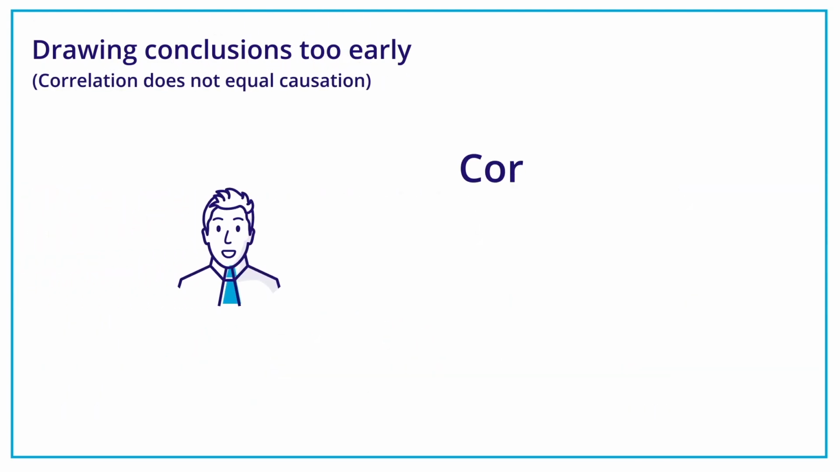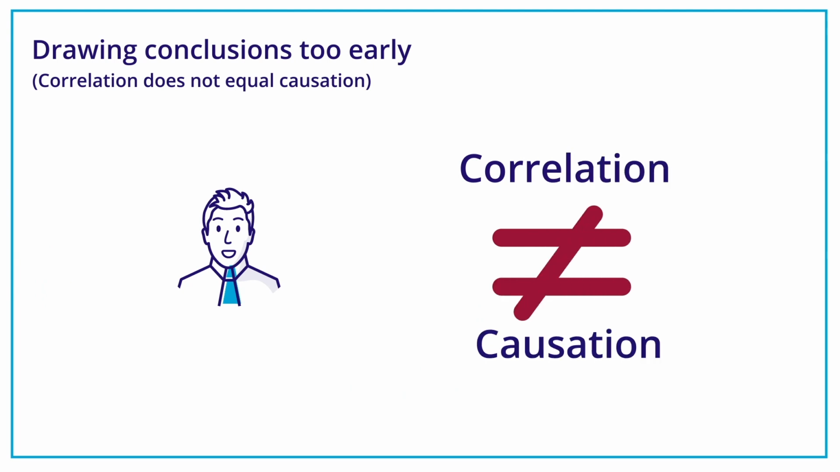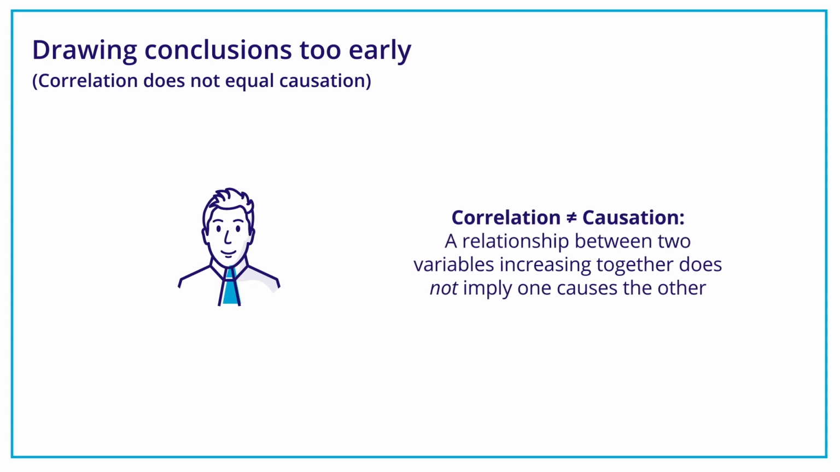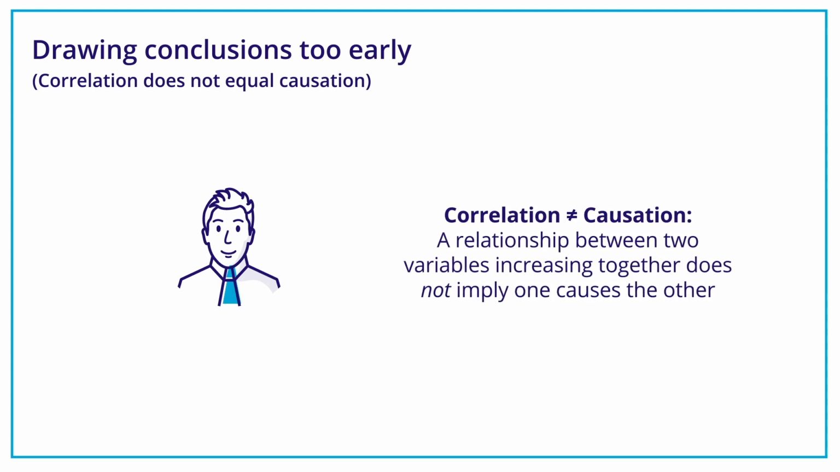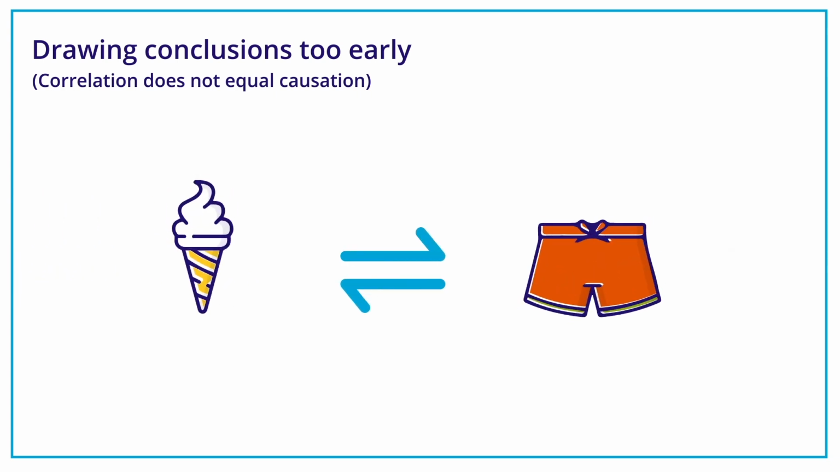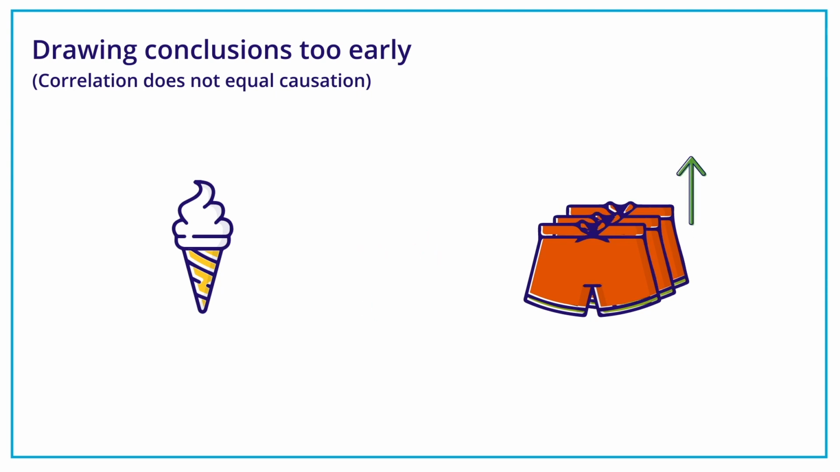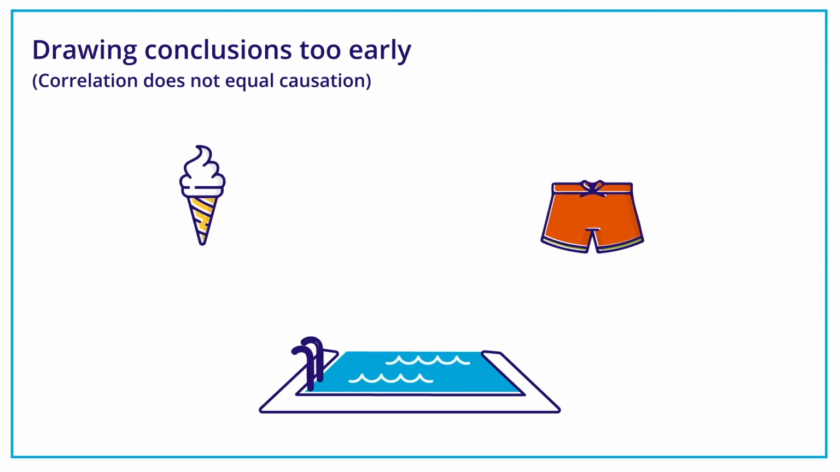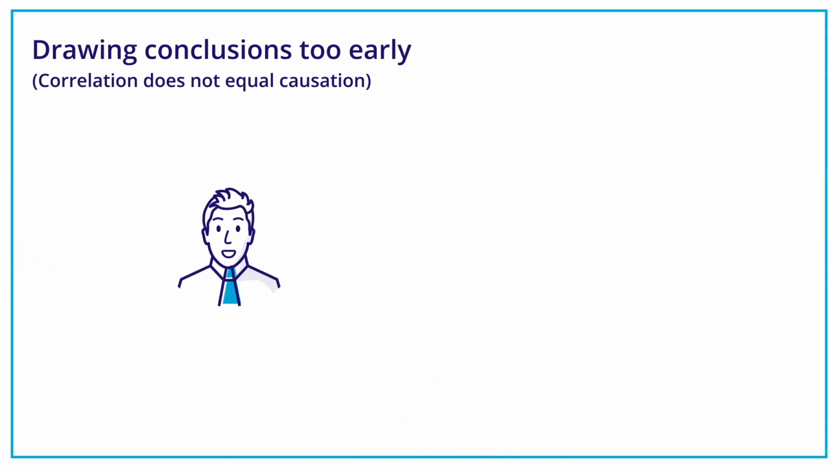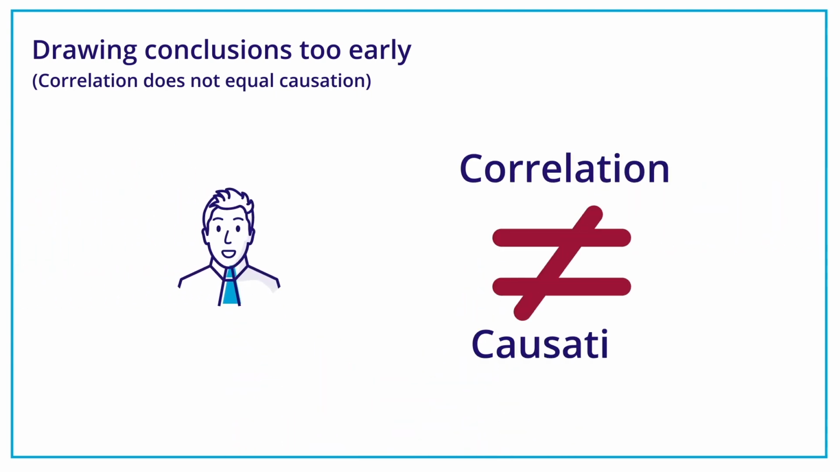The second mistake is that correlation does not equal causation. This is a phenomenon whereby a relationship between 2 variables increasing together does not imply that one causes the other. For example, ice cream sales are highly correlated with swim trunk sales. Now, this is clearly not due to the fact that one causes the other. We can't increase our swim trunk sales by ensuring that more ice cream is sold. What is really happening in this situation is that when the weather gets warmer, both swim trunk sales and ice cream sales will both increase. Always be careful not to assume that correlation equals causation.